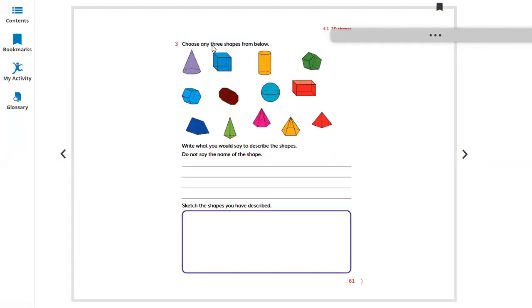Let's move to the next page. Choose any three shapes from below: a cone, cuboid, cube, cylinder. So different shapes you can see here. Write what you would say to describe the shapes. Do not say the name of the shape. Okay, let's write. I'm choosing one, two, and three. So let's write about this shape.